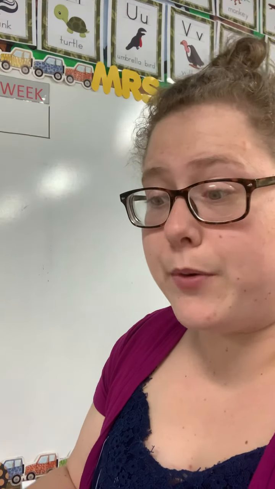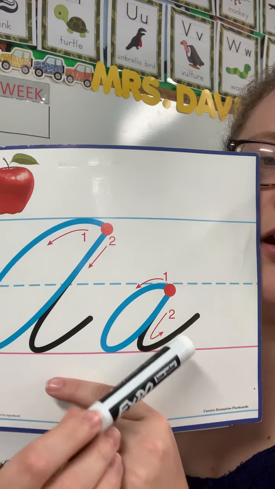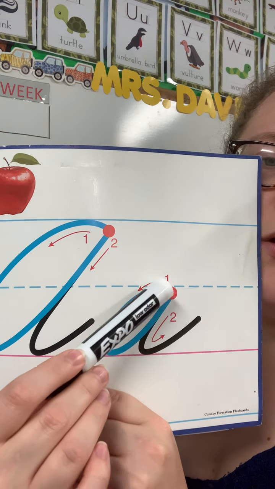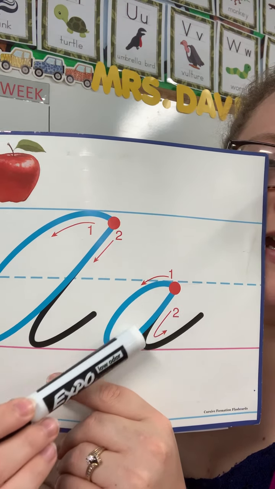So remember, let's go over how to do A again really fast, okay? We always start at the red dot. We follow the line down, all the way up and around, and then we go back down for a loop.